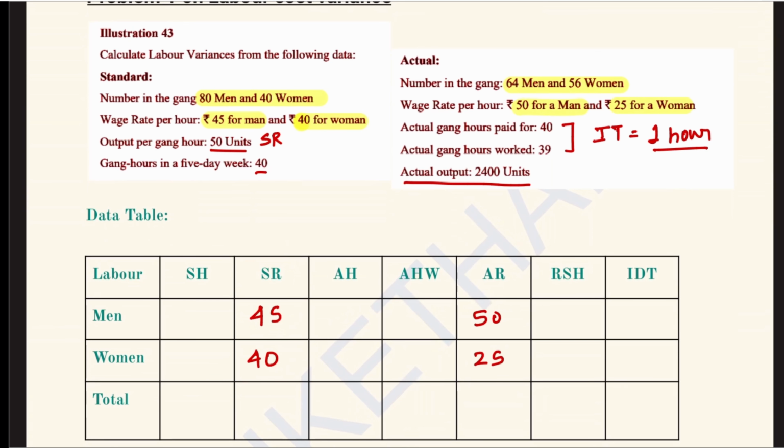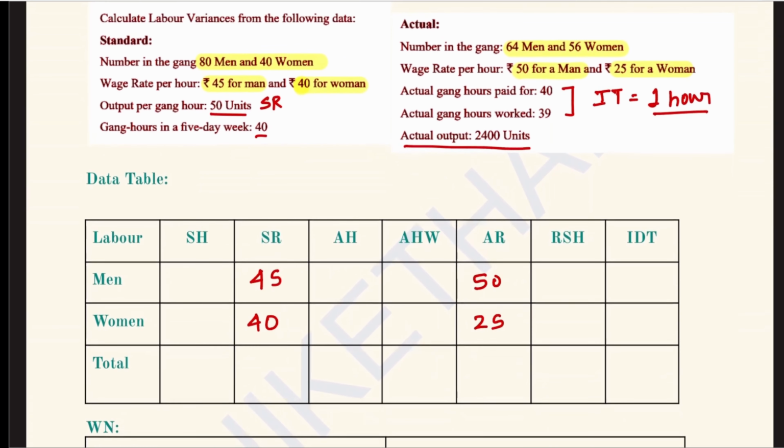Now let's come to the data table. So standard rate and actual rate were easy to pick up from the question. Directly we have picked it up. If you compare this with the material cost data table, in place of standard hour you had standard quantity, in place of standard rate you had standard price. Similarly, actual quantity, actual price, and revised standard quantity. So that means there are two more columns which are extra. One is the actual hours worked and next is the idle time.